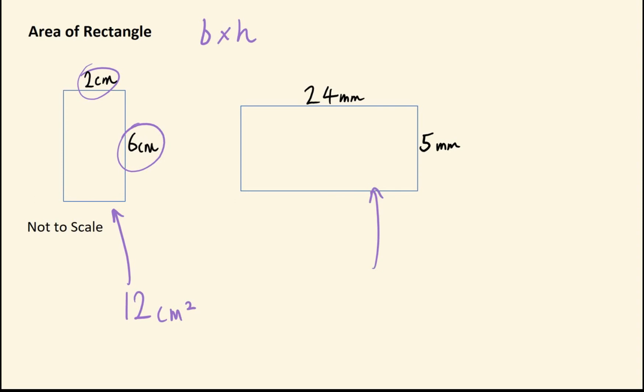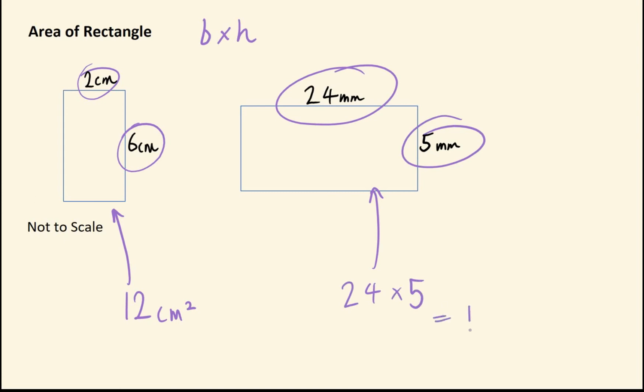So for this question here, you have a base of 24 and a height of 5. So you would work out 24 times 5. Okay, so I can do it by hand or with a calculator. Either way, it comes out at 120.